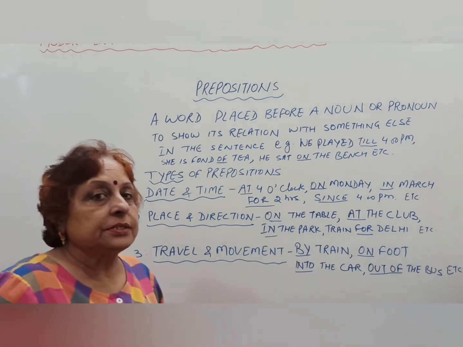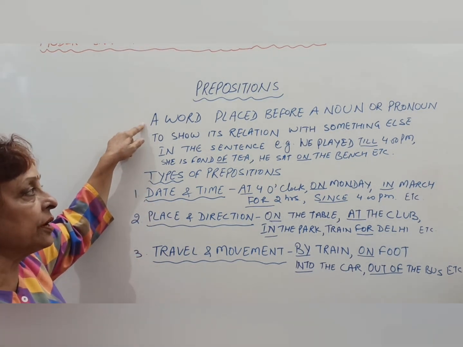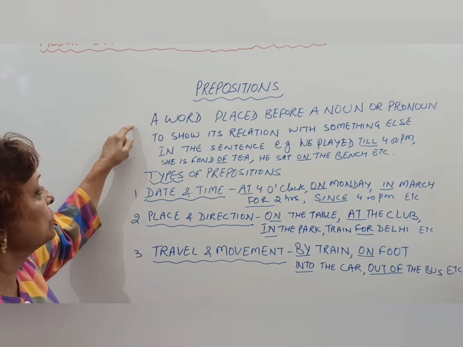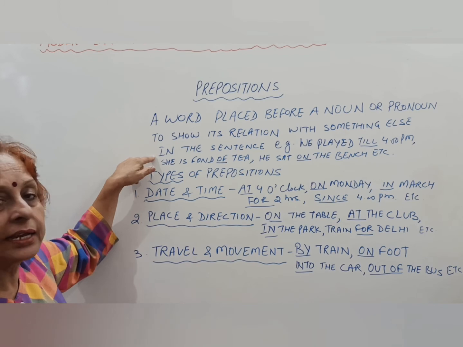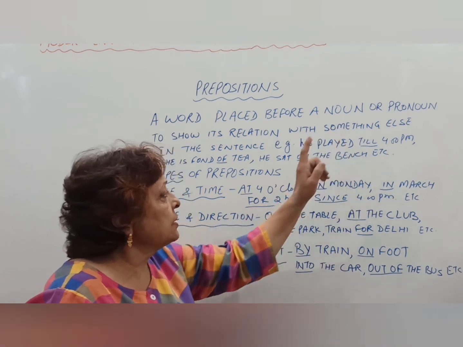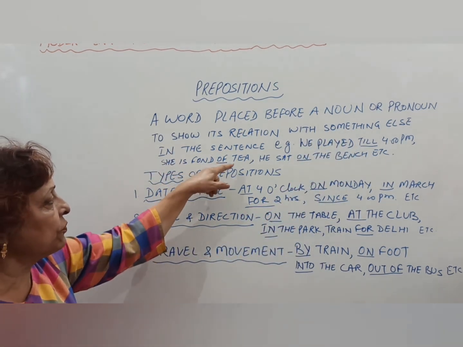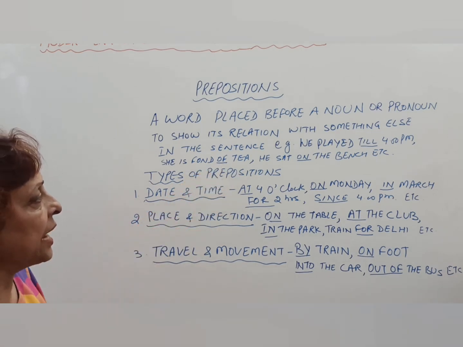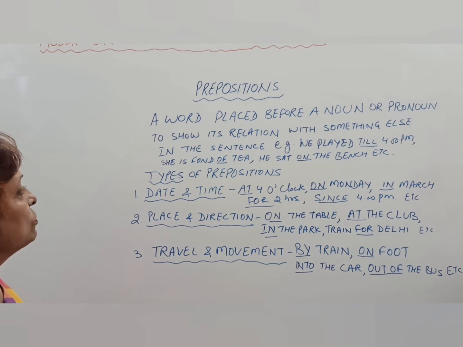Now prepositions. A preposition is a word placed before a noun or a pronoun to show its relation with something else in the sentence. For example, we played till 4 p.m. Till. She is fond of tea. Of. He sat on the bench. On. Etc.